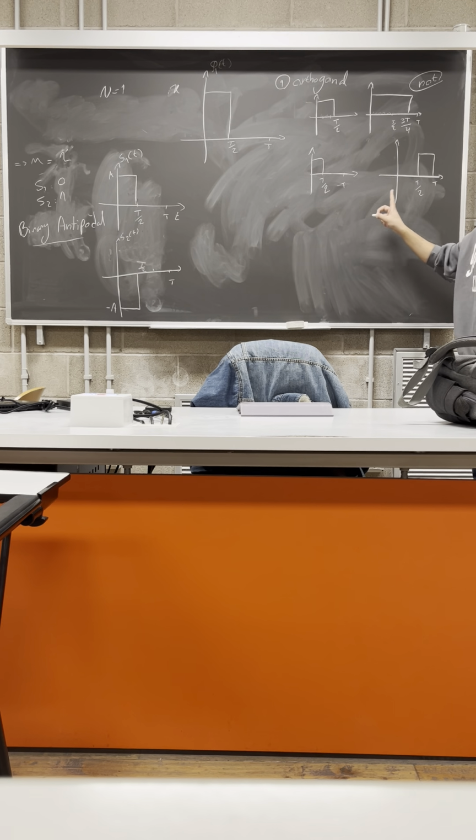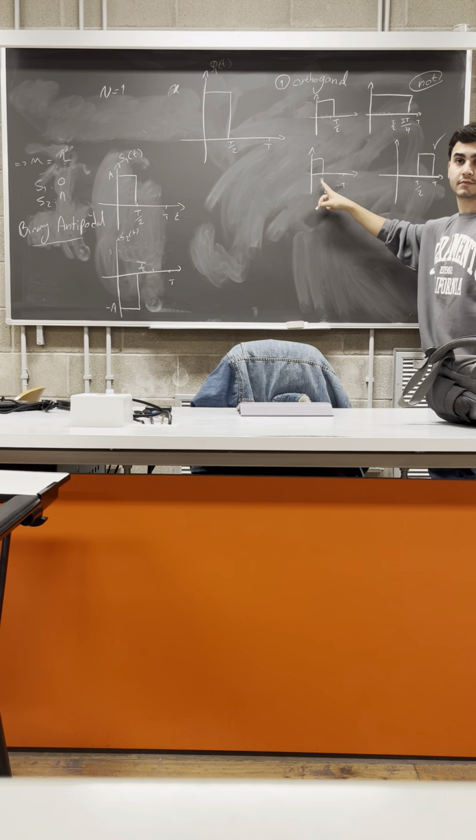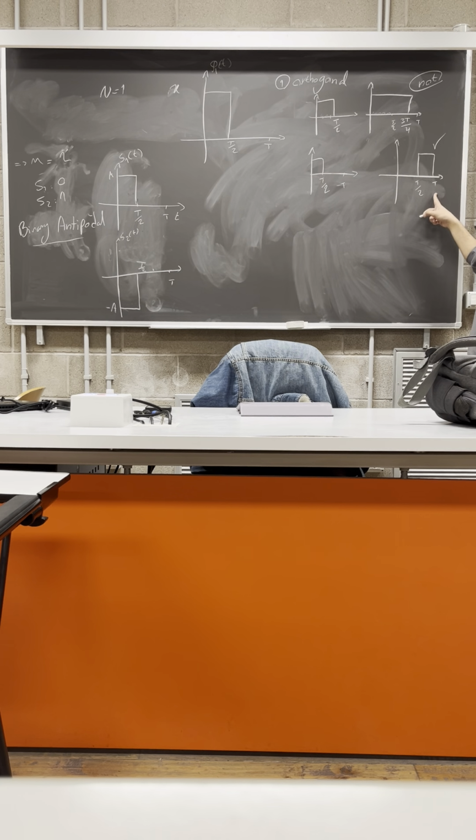But these two I can call orthogonal because they don't have any common parts in the time domain. You see that it's from 0 to t over 2, it's from t over 2 to t. So they don't have any intersection in time domain. Okay? So these two are orthogonal, these two are not orthogonal.